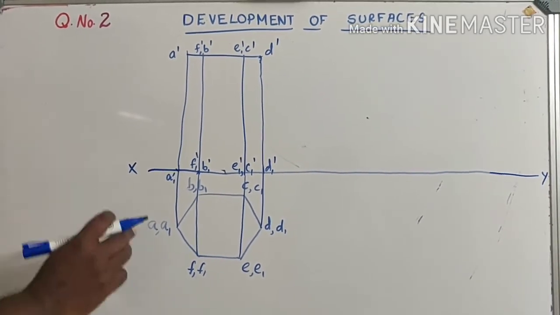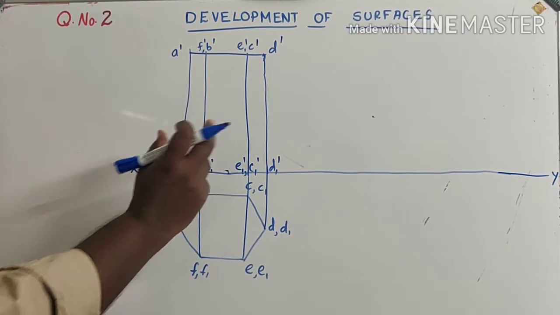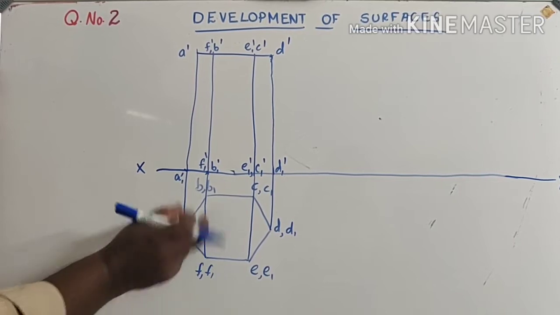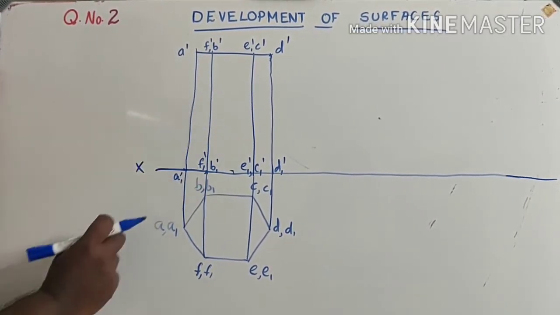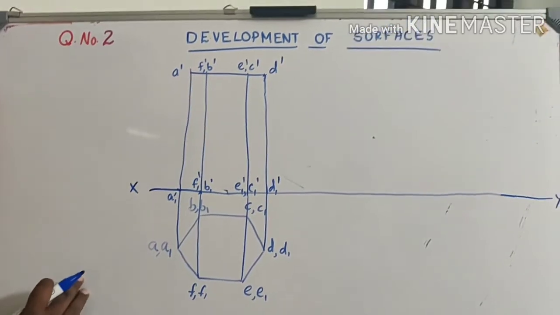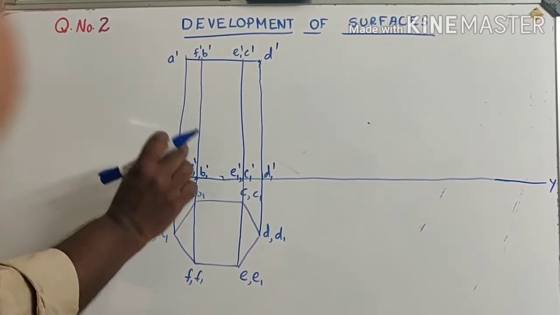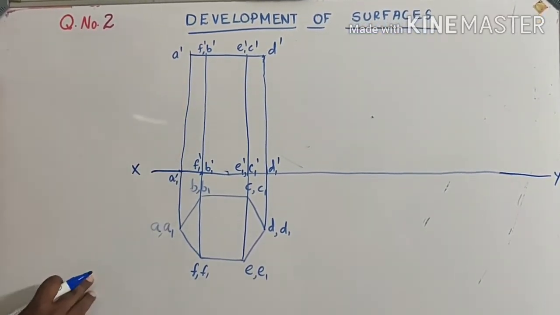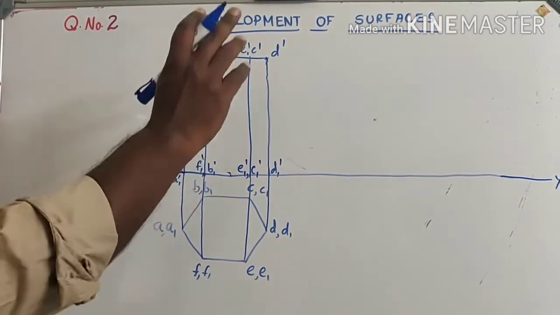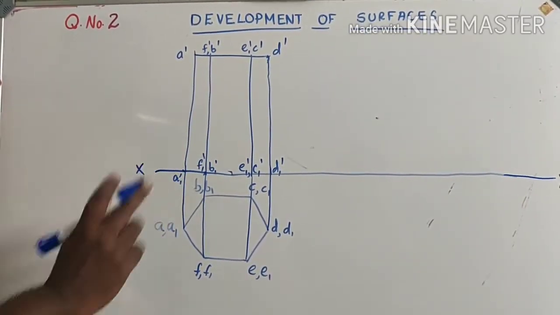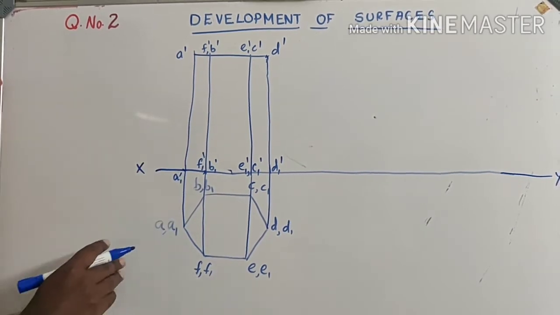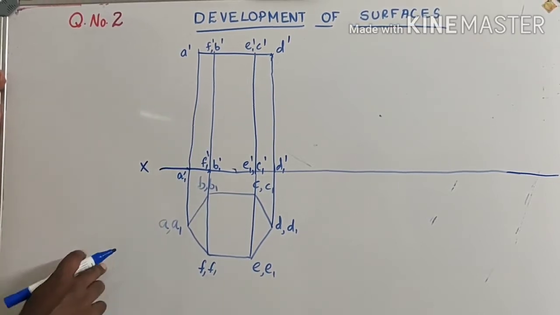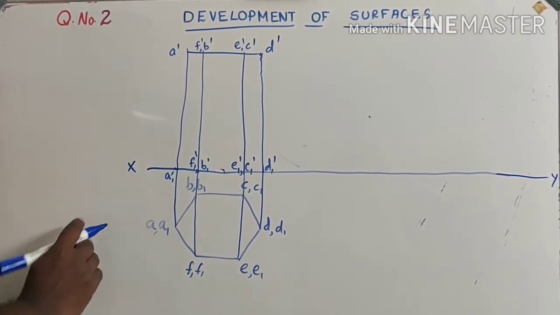Why? Because these two surfaces, say A1, F1, are already inclined. You can see this is a small portion. This is not the actual dimension of the solid. So you cannot simply have a straight line there, and that cannot be the path of the ant. So first of all, you have to draw the development. In the development, you can draw a straight line. That is the shortest path traveled by the ant.